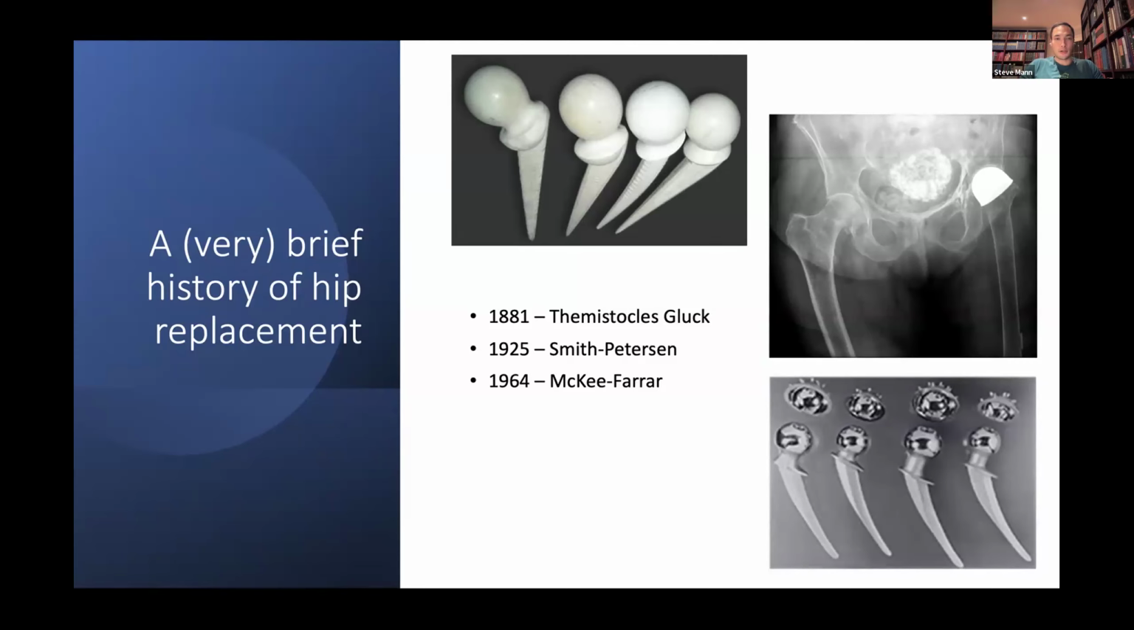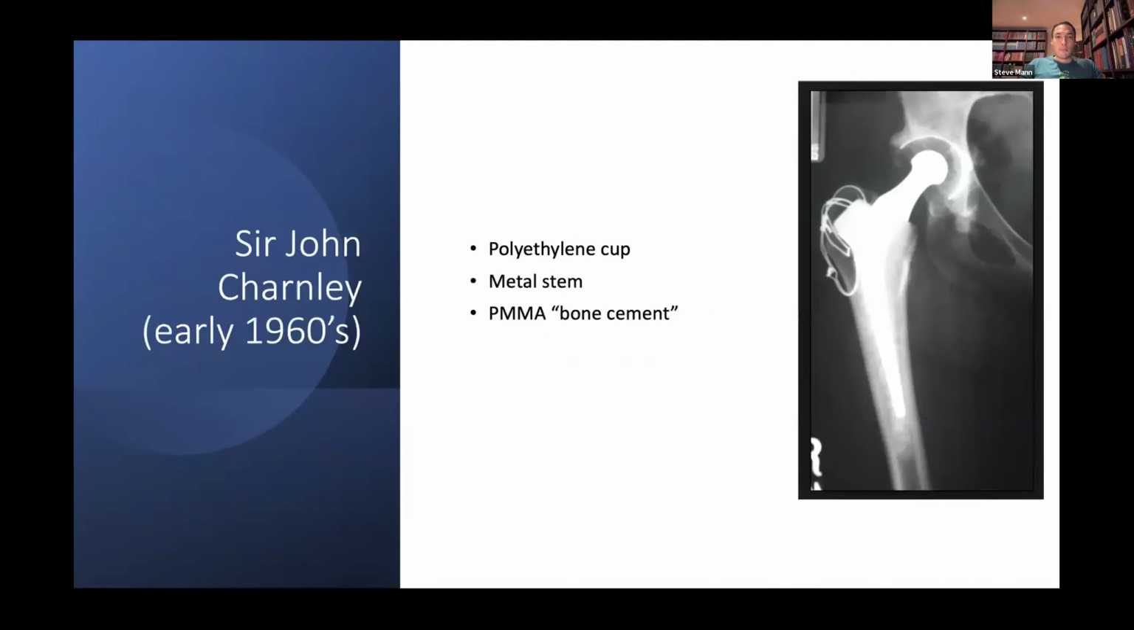And then 40 years later, in the grand cycle of orthopedic innovations, we went back to metal on metal and predictably had some of the same problems again. But really, this is what changed everything.